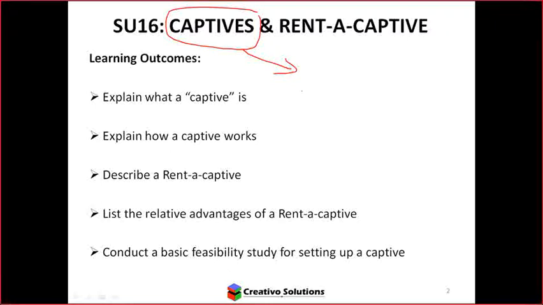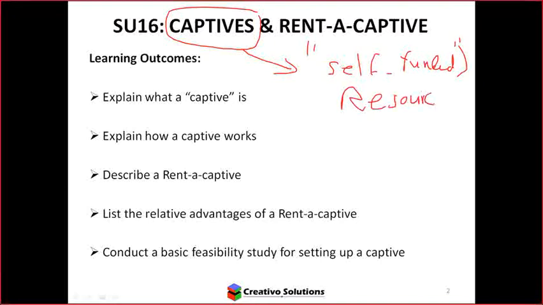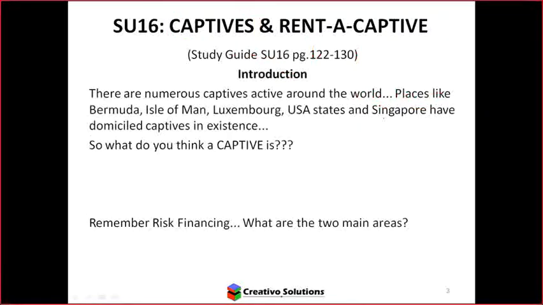But a captive is looking at the self-funded, let's say pool of funds, the resources. That's what we're looking at. Remember those resources we spoke about that you're going to keep for your own benefit? We could use a captive to keep all of those benefits in a particular, inverted commas, company. And that's what a captive is.